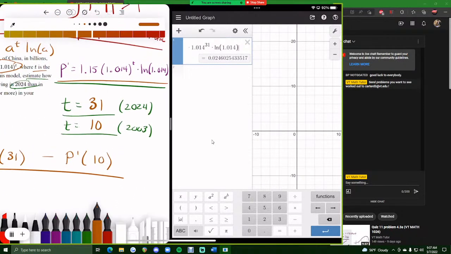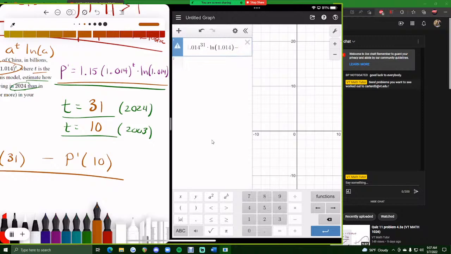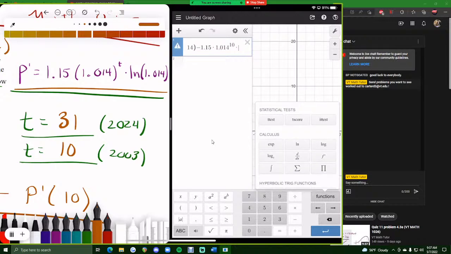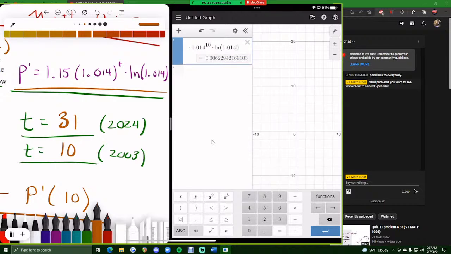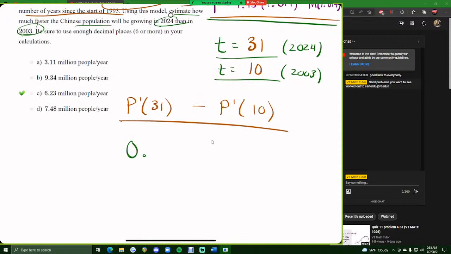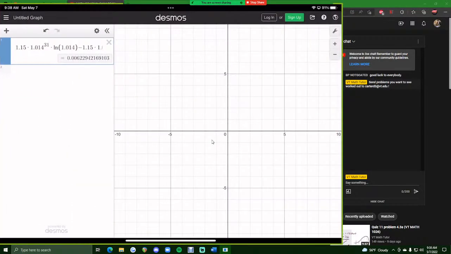but let's go ahead and plug in the entire minus P prime at 10. So minus the same function with 10 plugged in. So 1.15 times 1.014 raised to the 10, and this is all times the natural log of 1.014. And as a result, we get 0.0062. 0.00623 if we kept that last decimal there.